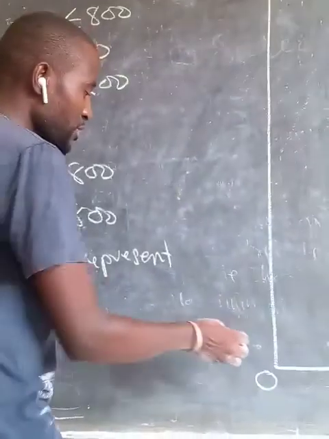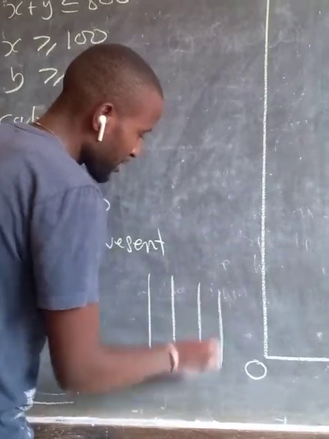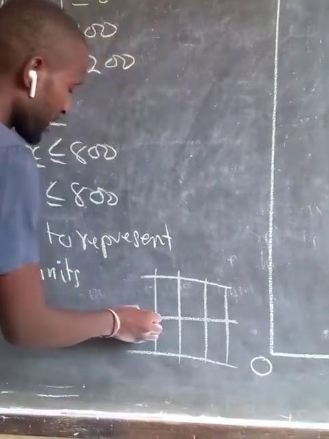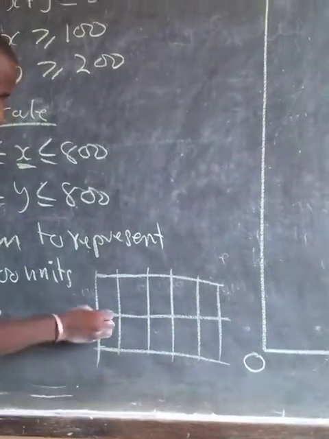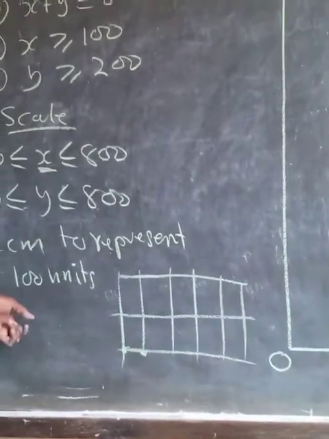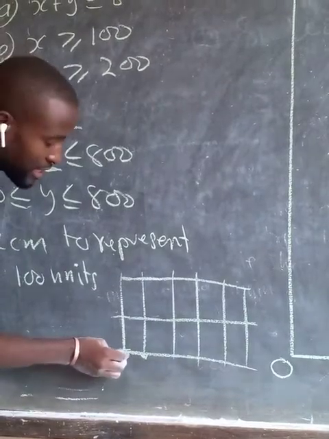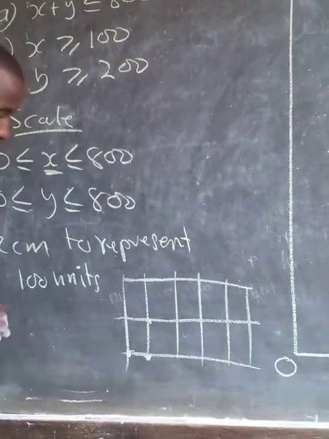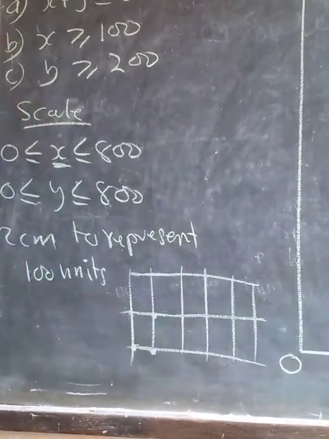So I'm saying that your graph is divided into 2 centimeters. Okay? Your graph will be like this, always divided into 2 centimeters. From here to there it is 2 centimeters, and from here to there again it is 2 centimeters. This is my box in your graph, divided into 2 centimeters.